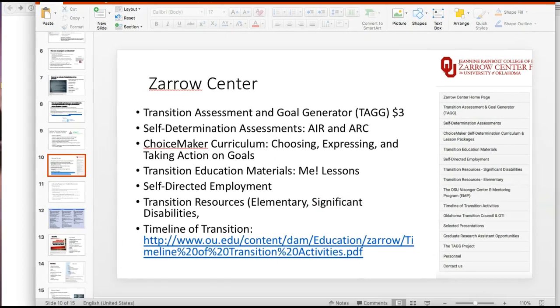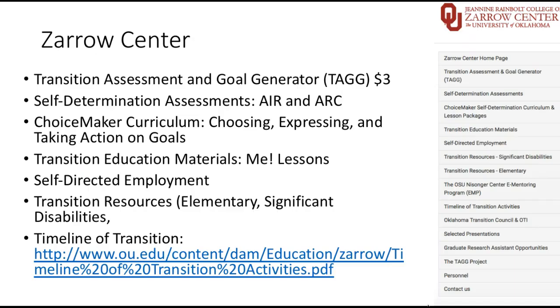It's the Zaro Center. The Zaro Center has transition assessments and a goal generator. Now that is $3 a student. They haven't figured out a way to make it free anymore because it does cost money to have all these things. They also have the self-determination assessments, AIR and ARC. They have a choice maker curriculum, choosing, expressing, and taking action on goals, the transition education materials, the Me lessons, the self-directed employment, transition resources for elementary and significant disabilities, and then there's also a great timeline, which we're going to take a look at.